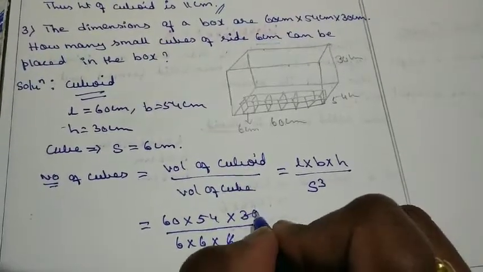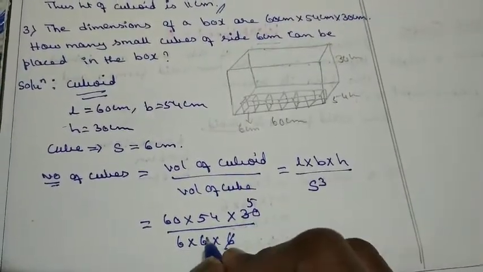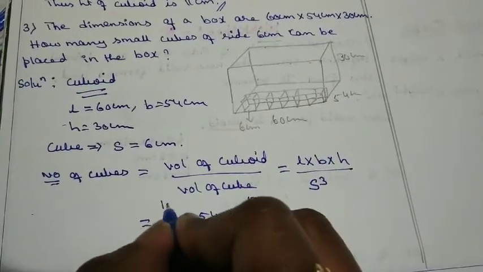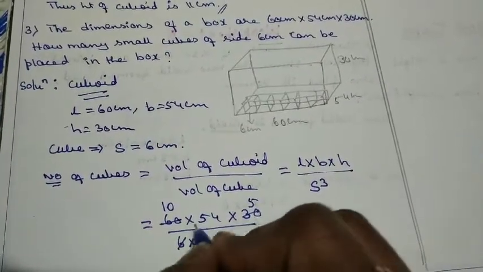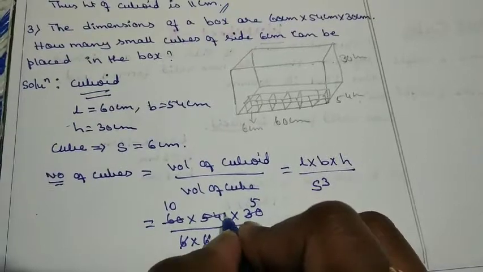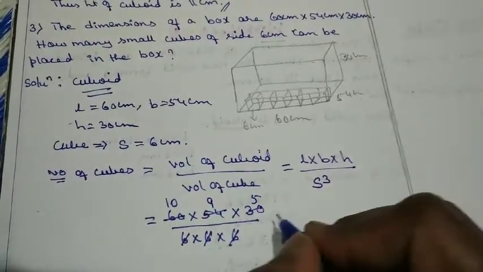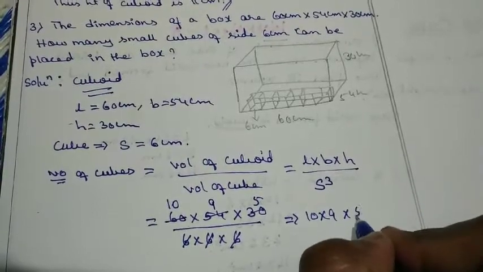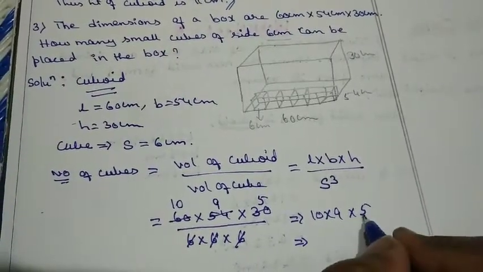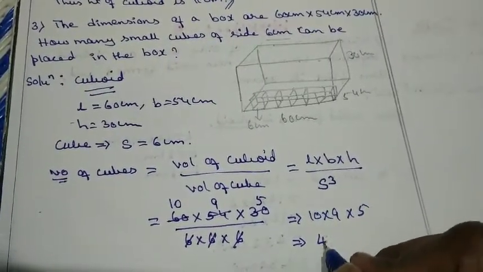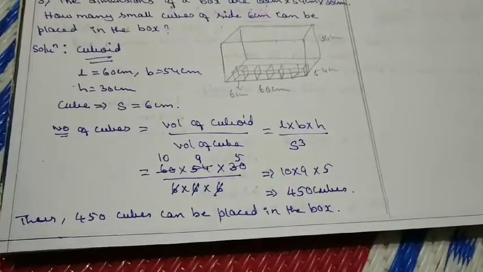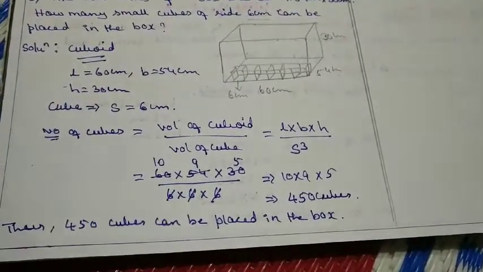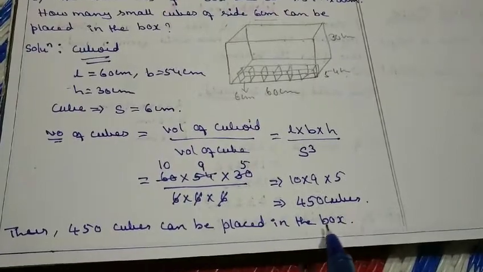6 ones are 6, 6 5s are 30, 6 ones are 6, 6 10s are 60, 6 ones are 6, 6 9s are 54. Then we'll get 10 into 9 into 5. Then 9 5s are 45, 45 10s are 450. Thus 450 cubes can be placed in the box.